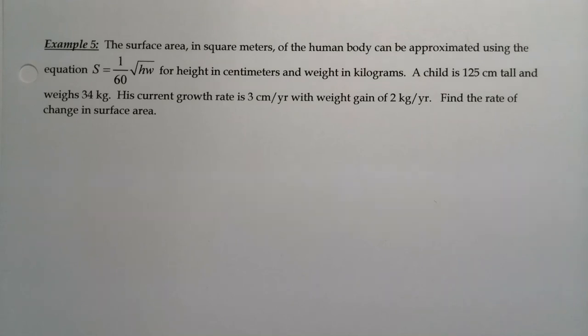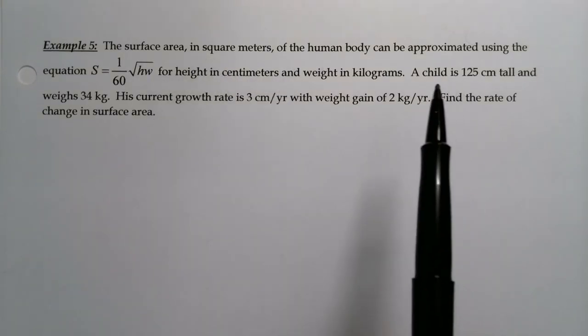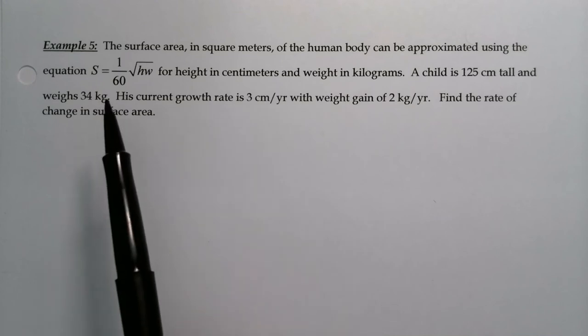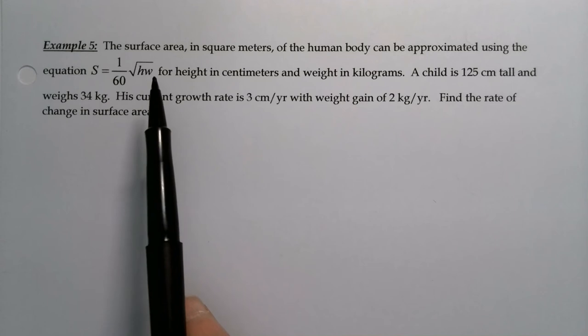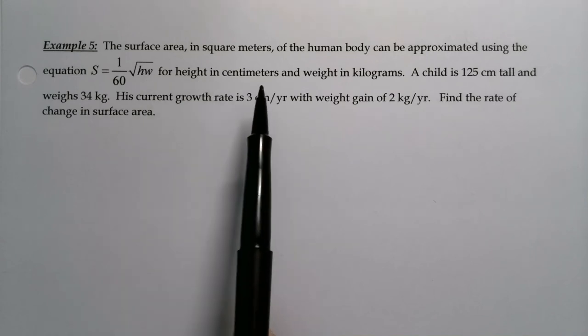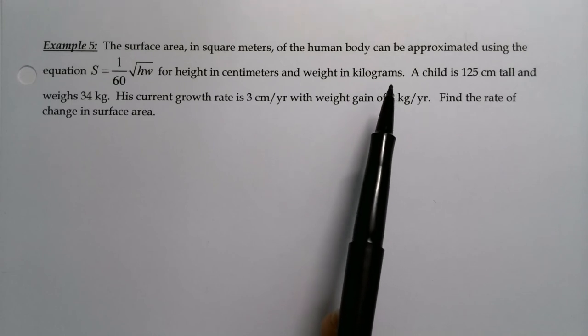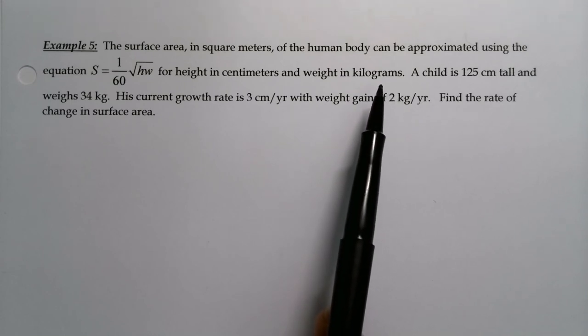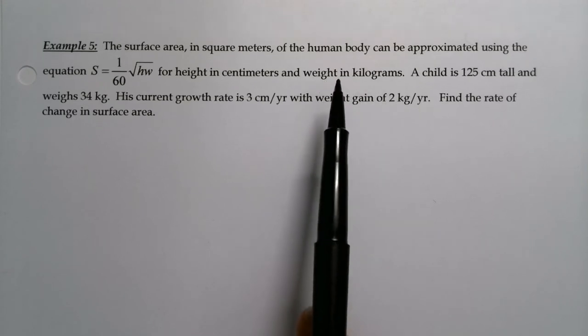So now we want to have some applications of the chain rule. The surface area in square meters of the human body can be approximated using the equation S, which is surface area, equals 1 over 60 the square root of HW, where H is height in centimeters and W is weight in kilograms. Well, technically that's mass, not weight. Weight is force, but that's all right. We'll just say weight slash mass.